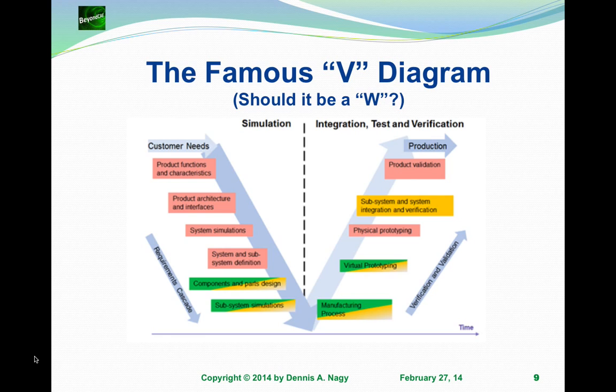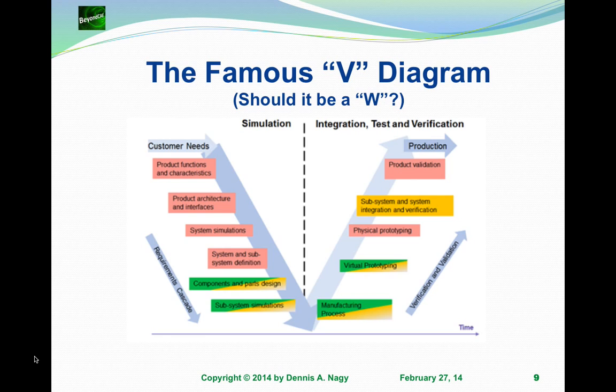The idea is that you start with customer needs and then you work your way down into refining a design and a development. The requirements cascade down to the point where, when you're doing component and parts design and subsystem simulations, you have some kind of behavior that you're trying to simulate, something acting on those components and subsystems. And where does that come from? Well, it originally comes in some form from the product functions and characteristics that are determined based on customer needs.